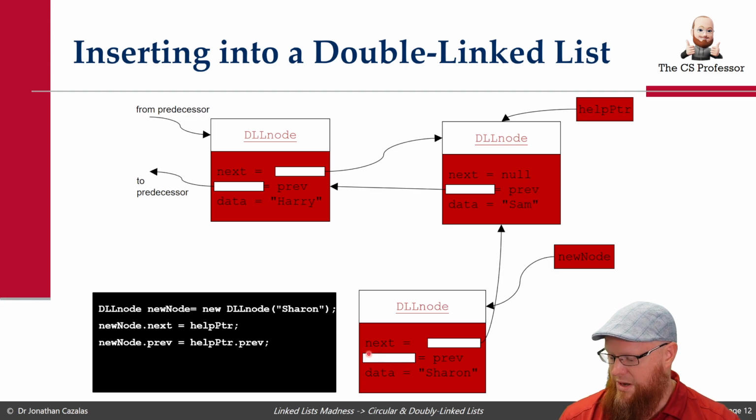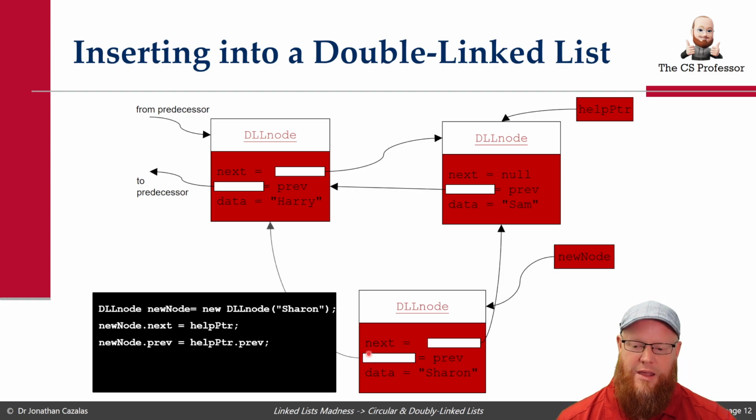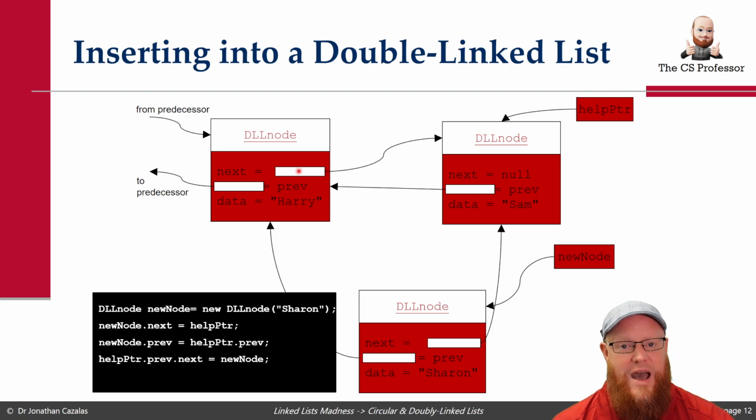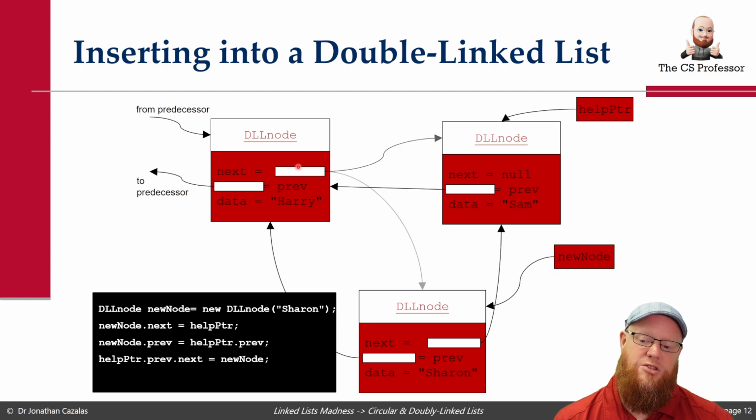The third line of code, we need to make Harry point over to Sharon. Here's that line of code. We take Sharon's address, which is new node, right? Sharon is saved inside new node, her address. And we take Sharon's address and we save it inside the next of Harry. How do we get that? Help pointer dot previous dot next. So help pointer brings us to Sam. The previous of Sam brings us over to Harry. And then dot next is where we save Sharon's address. So now the next of Harry points over to Sharon.